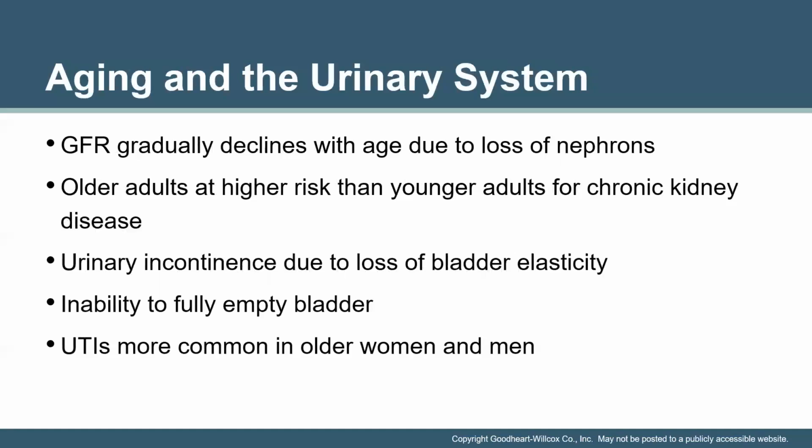The GFR will gradually decline again with age due to the loss of nephrons. Older adults are at higher risk than younger adults for chronic kidney disease. Urinary incontinence is part of it due to the loss of bladder elasticity, and there's an inability to fully empty the bladder. UTIs are more common in older women and men.